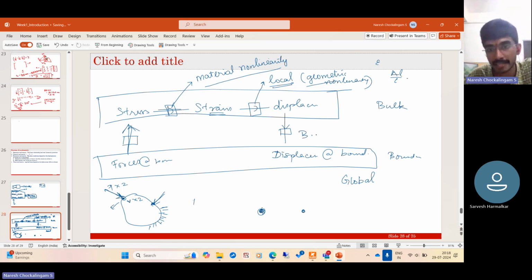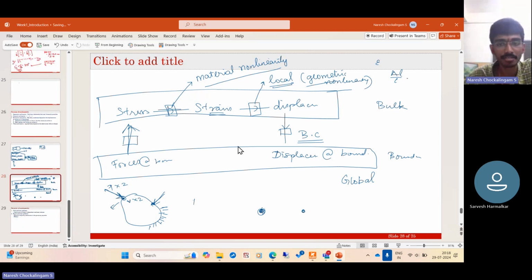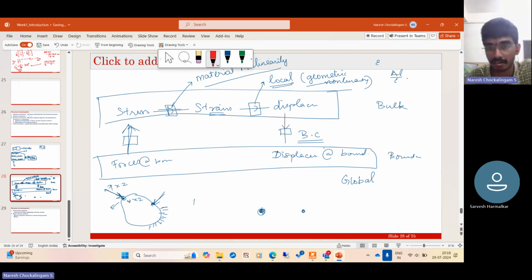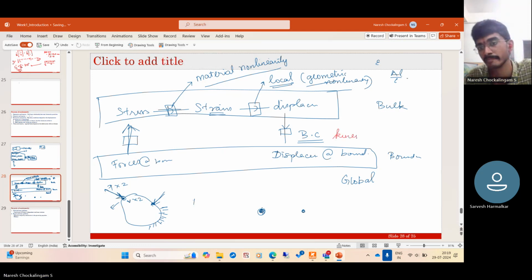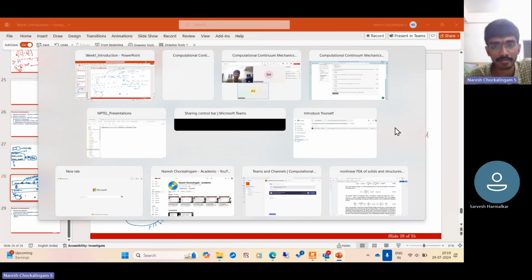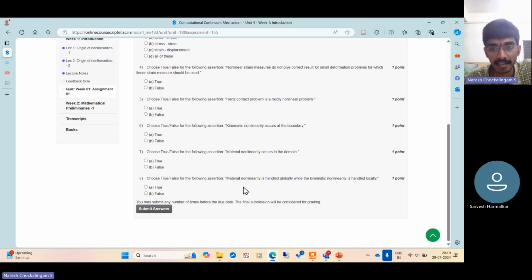And we also said there are some boundary conditions which are relating the global quantities to the local quantities. So boundary conditions could be linear or nonlinear, and when they are nonlinear, this is called the kinematic nonlinearity. So now you can take a look at that question once again. The material nonlinearity is handled globally, whereas the kinematic nonlinearity is handled locally.